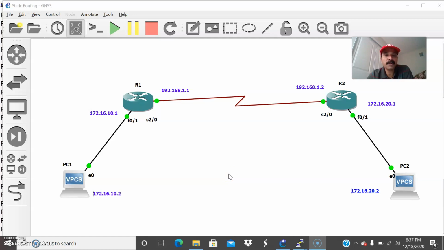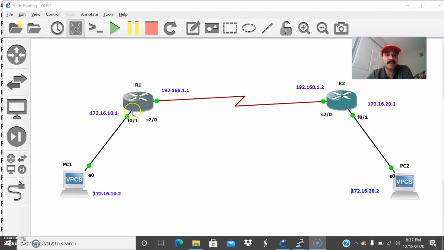And today I am going to show how to configure static routing. So here I have connected two routers, R1 and R2, and to these routers I have connected two different hosts, right? Both reside in different subnets. One is in 172.16.10.0 and another one is 172.16.20.0. So both are in different subnets, and the two router interface IP addresses should reside in the same subnet, since a router is used to connect two different networks.